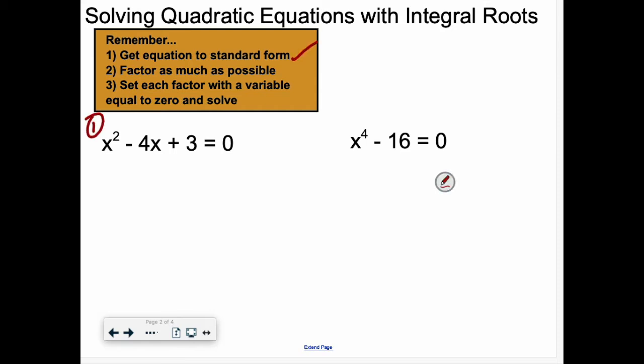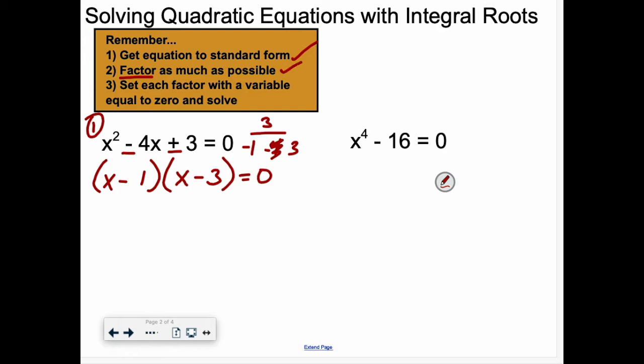So it's already in standard form. You can tell because it goes exponent of 2, exponent of 1, no exponent, and it's set equal to 0. So therefore, already in standard form, that first part's done. Factor as much as possible. Well, then we need to identify how to factor it. This is a factor in sums. So I need factors of 3 that add up to 4. Well, there's just 1 and 3. 3 is a positive, but 4 is negative. So that means these both need to be negative. All right. So I'm going to have x minus 1, x minus 3, oh, that should be a 3, sorry, equals 0. We factor as much as possible, yay!